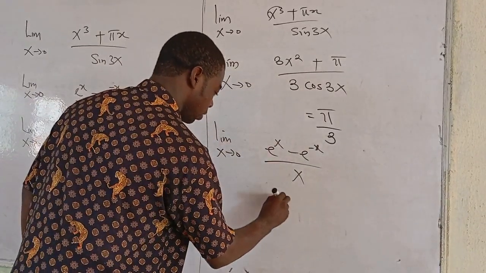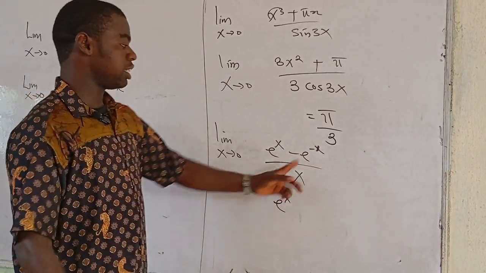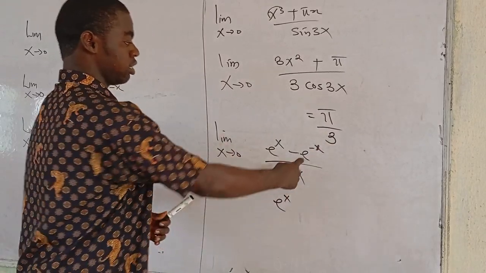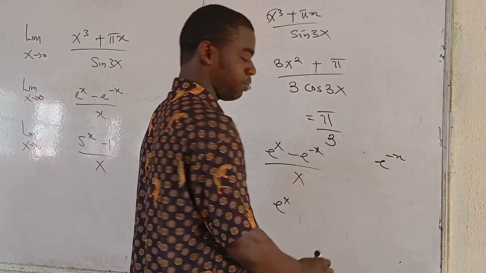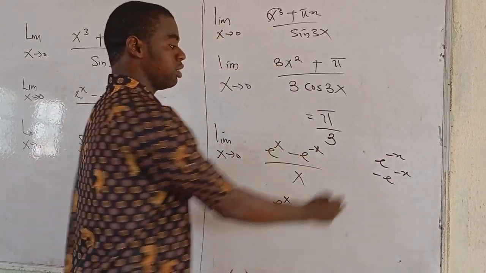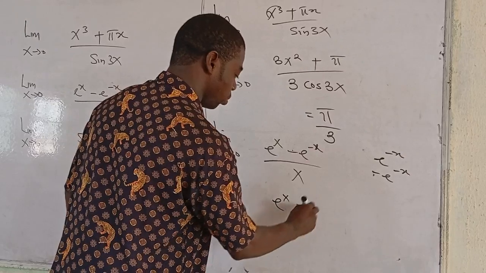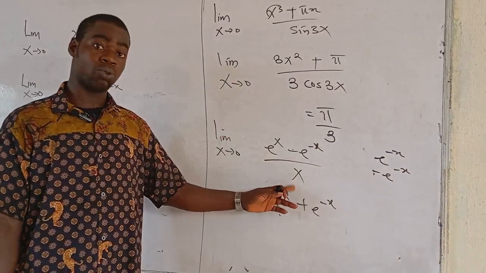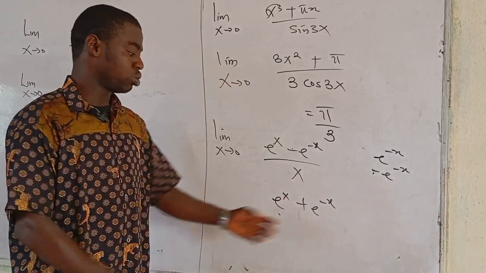So e raised to the power of x, if we differentiate it, will give us e raised to the power of x. To differentiate e raised to the power of negative x by chain rule, we get negative e raised to the power of negative x. Now this negative meeting with this negative gives you a positive. So finally we have plus e raised to the power of negative x. When we differentiate x, we get 1, so there's no need of dividing by 1.